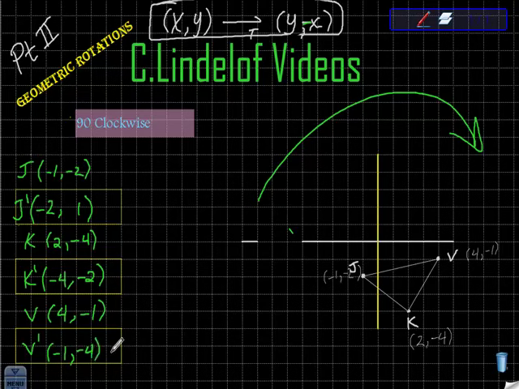Then I'm going to go back and graph these, and so you can see I put these boxes around it to remind me. So -2, 1: left 2, up 1, right, and that's my J prime point. K prime is -4, -2, so left 4, down 2. All right, and I did that one. And lastly, my V prime here is -1, -4, so left 1, down 4.